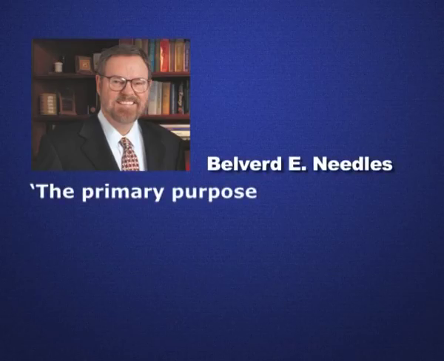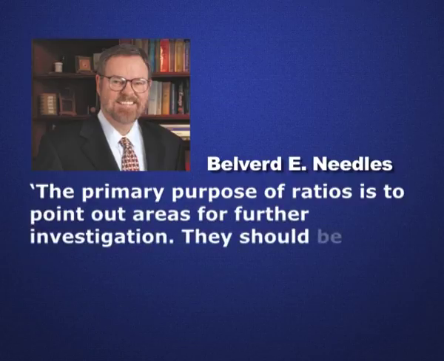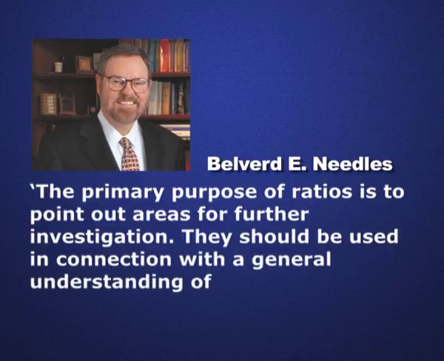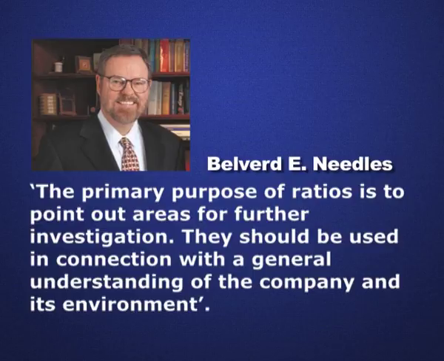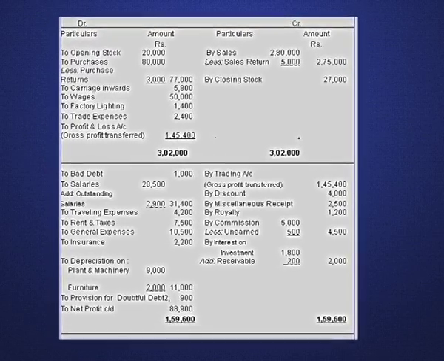According to Belverd E. Needles, the primary purpose of ratios is to point out areas for further investigation. They should be used in connection with a general understanding of the company and its environment. An accounting ratio signifies a numerical or mathematical relationship between two relevant items contained in the income statement or balance sheet.